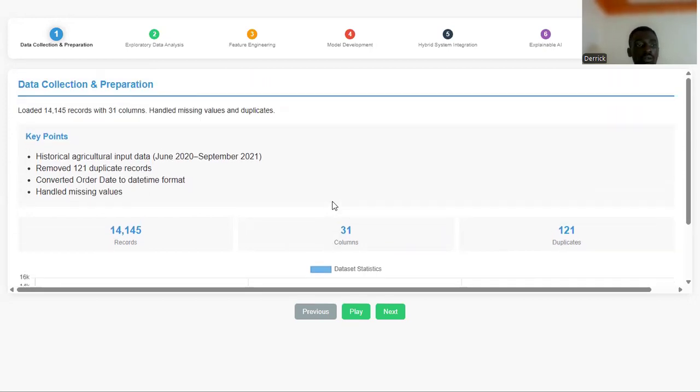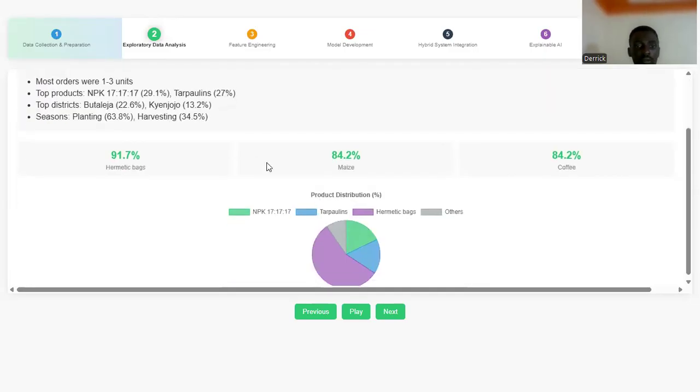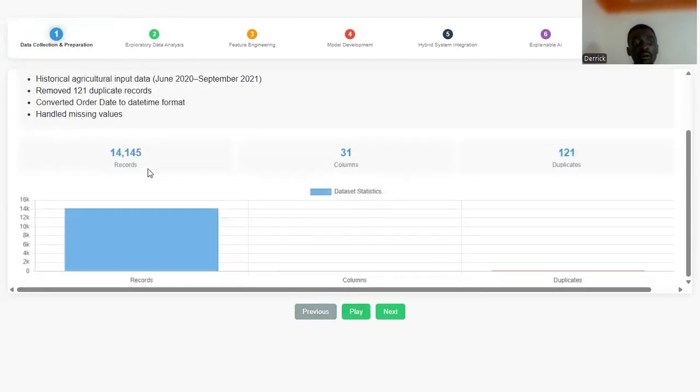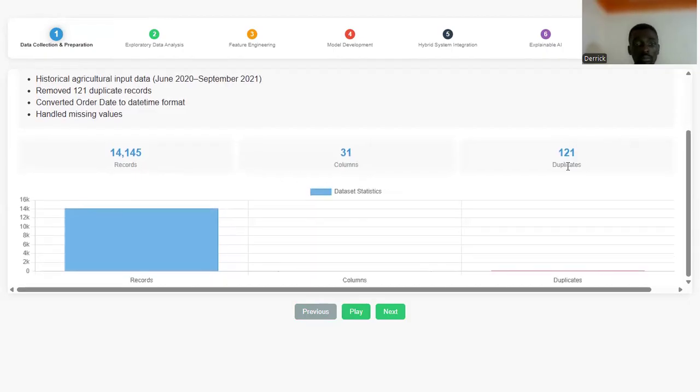When we go into our data collection, the key points were that the data had 14,145 records with over 31 columns and 121 duplicates. We handled missing values and duplicates. We also did feature engineering.